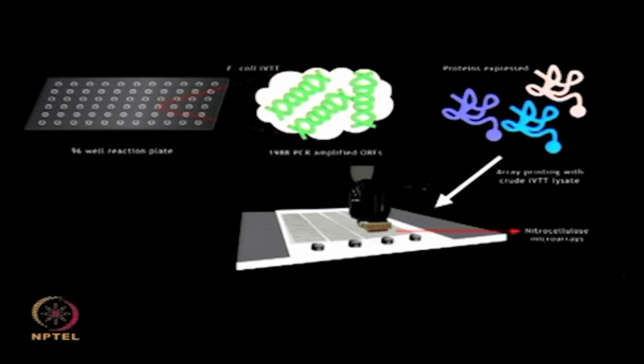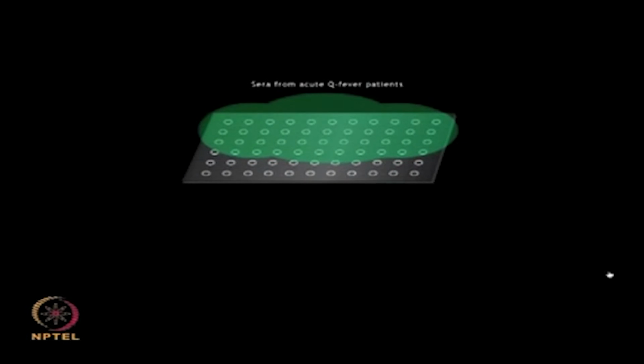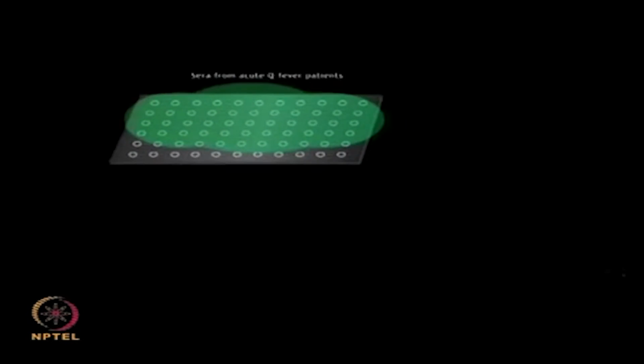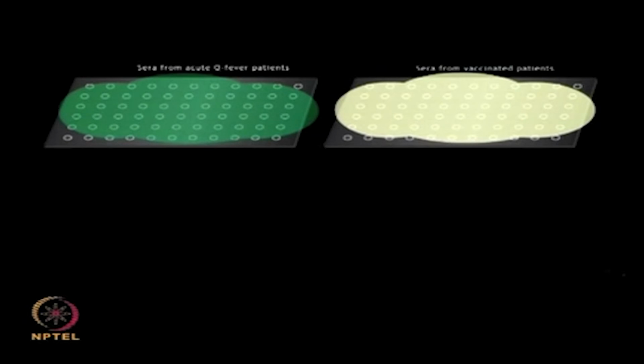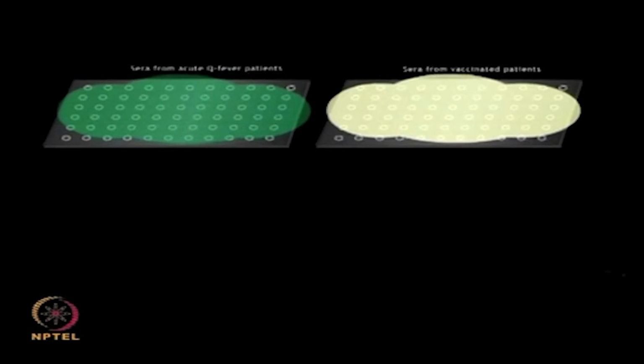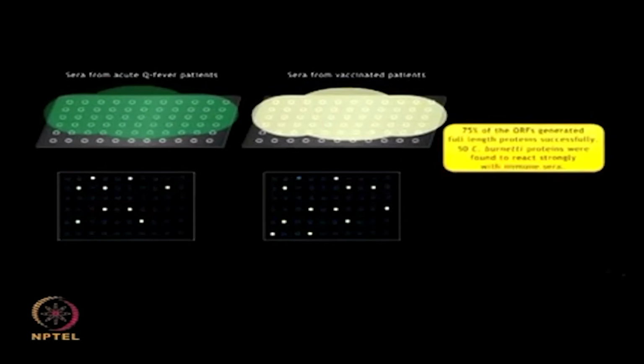75% of the open reading frames were successfully generated as full length proteins by using the cell free expression system and then spotted onto the nitrocellulose arrays. These cell free expression based microarrays were probed with sera from the patients who had been vaccinated as well as acute Q fever patients. Fifty proteins were identified that were found to react strongly with the immune sera.